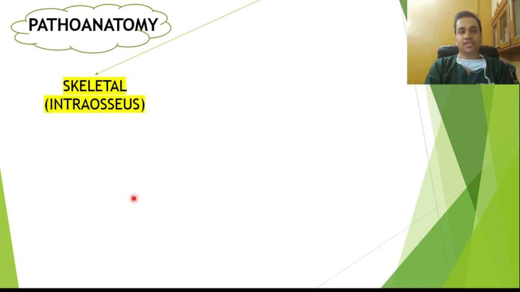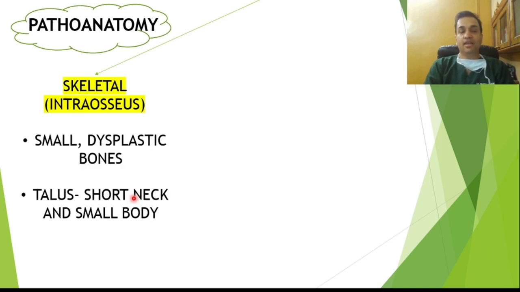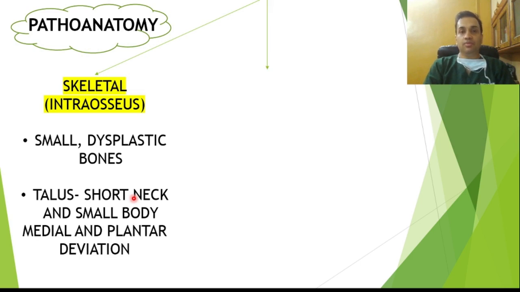Now, let's take a quick brief look at the pathoanatomy. We will not be spending a lot of time on this because of the presence of a dedicated module for this. So the first is skeletal or intraosseous pathoanatomy. The main crux of the intraosseous pathoanatomy is that the bones are small and dysplastic, such as the talus, which has a shortened neck and a small body, and not only that, it is spatially deformed, which means that it is medially and plantarly deviated as compared to its normal position.